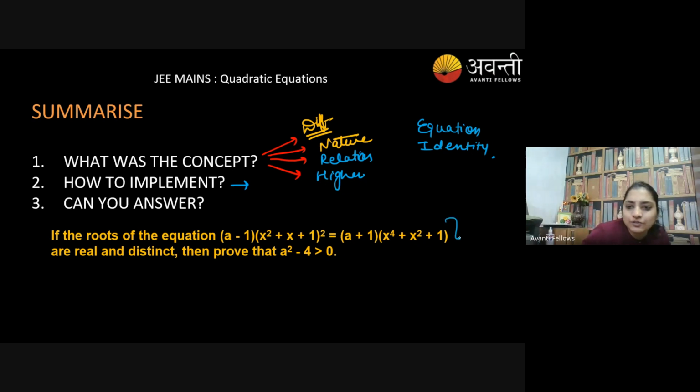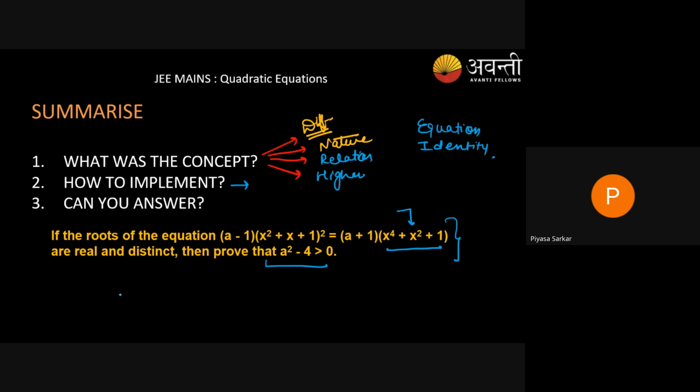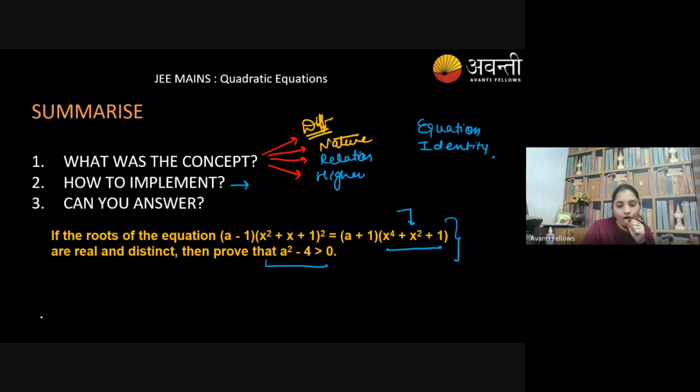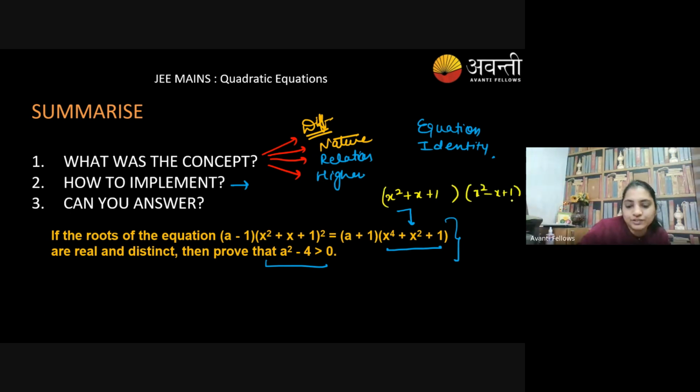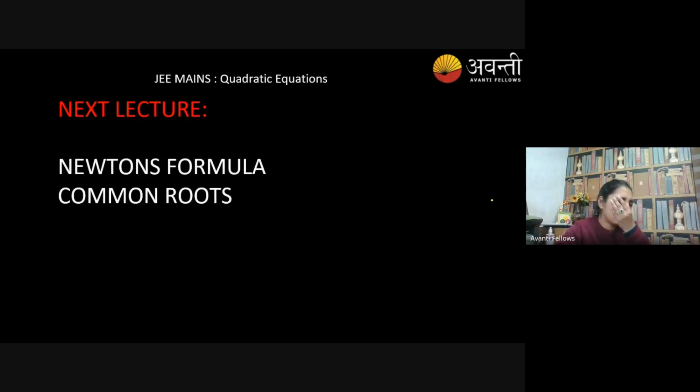So can you answer this question? You need to prove it. Can you tell me one approach: what do I need to convert this equation into? We have to factorize that first. Wow. So what should be the factors? x square plus x plus 1 and x square plus 1 minus x. Okay, great. I just put the same question because I want to see how many of you were active in the class. Got it?